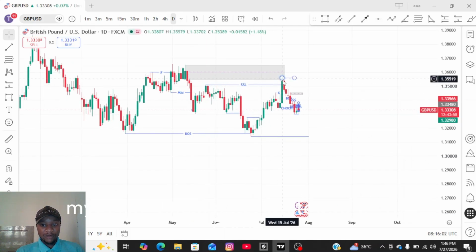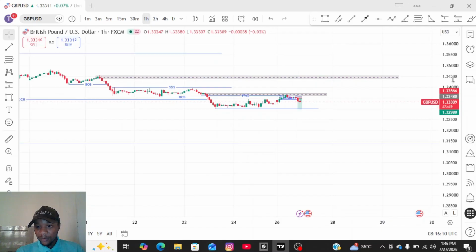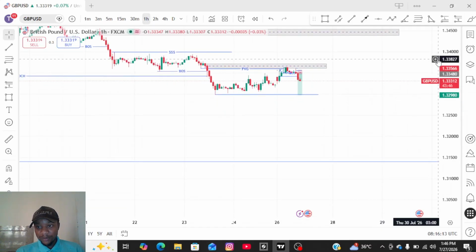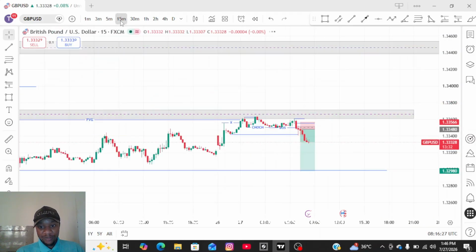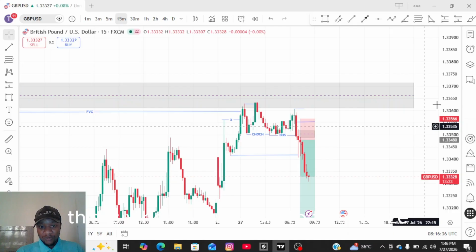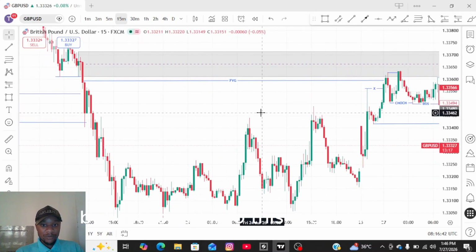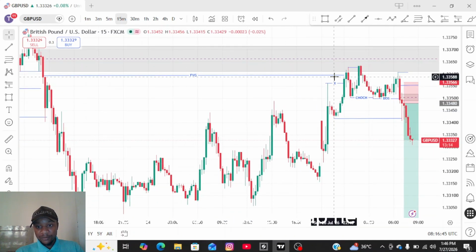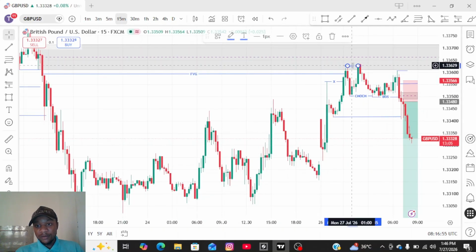My order block, and I wait for price to come to this order block on the daily time frame, and then let's drop down to 1 hour time frame. Let's go to 15-minute time frame. This is where I was able to analyze price stepped into this order block. There is this fair value gap here. It was just an added confluence, and then price came.